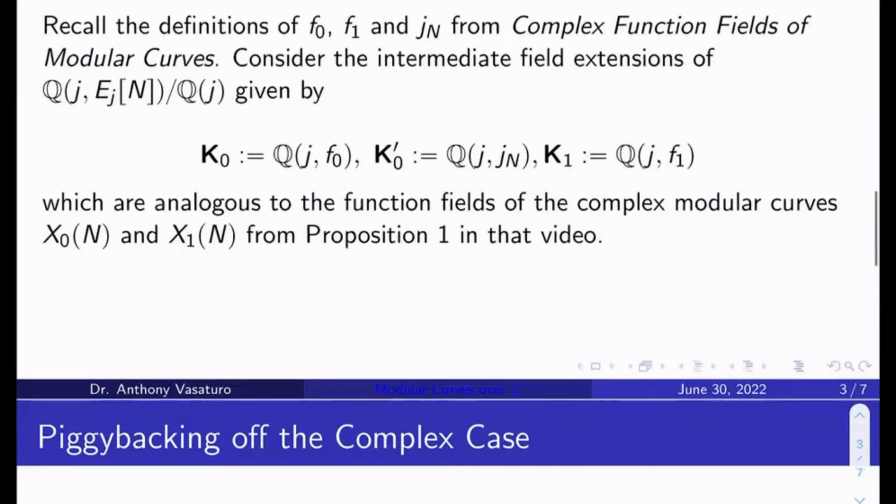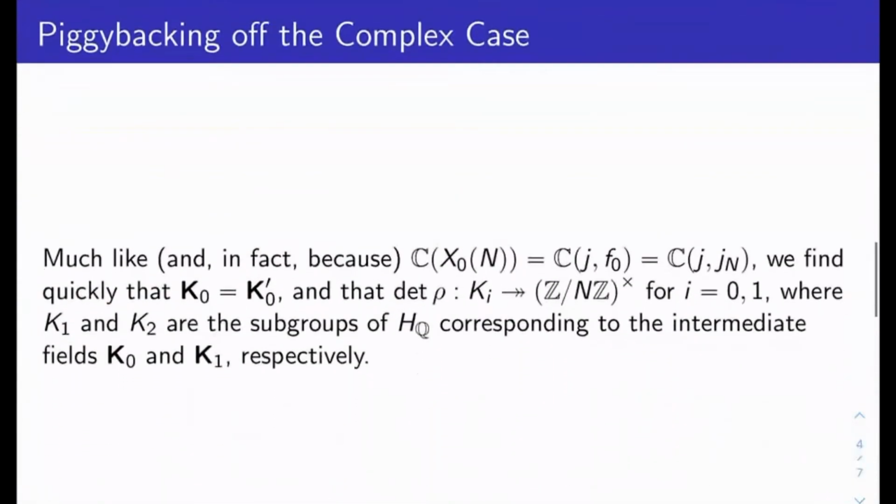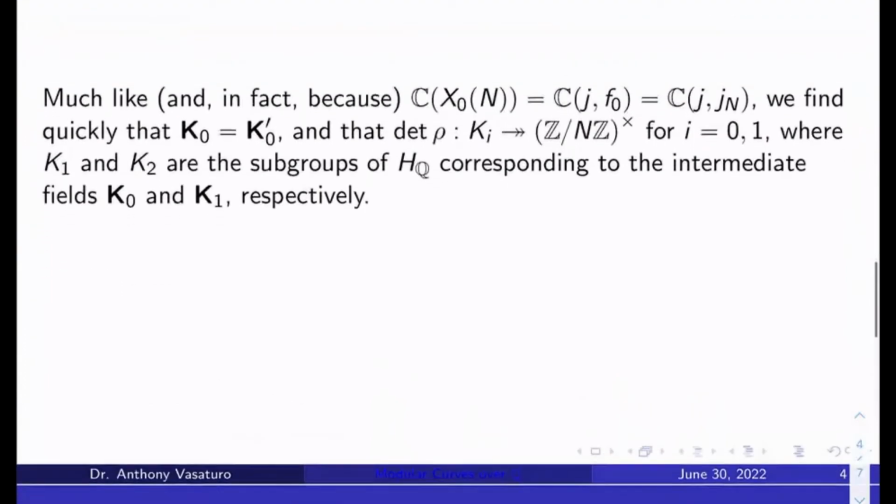Now, these might look familiar to you. We looked at these exact extensions if we replace Q by C. These are analogous to the function fields of the complex modular curves X_0(n) and X_1(n) from proposition 1 in the video that I referenced. Well, that's no accident. So let's piggyback off that complex case and see what kind of results we can get.